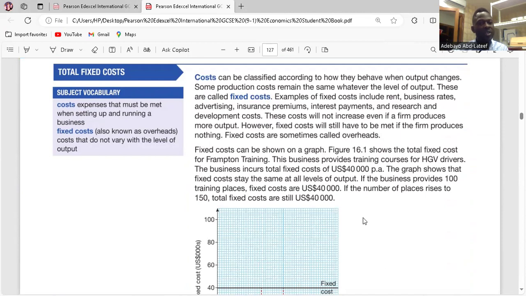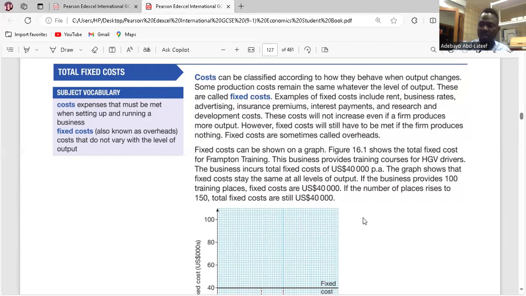So costs, total fixed cost, TFC. Costs can be classified according to how they behave when output changes. Some production costs remain the same whatever the level of output, which are fixed. Examples of fixed costs include rent, business rates, advertising, insurance premiums, interest payments, and research and development, R&D. These costs will not increase even if a firm produces more output. However, fixed costs will still have to be met if the firm produces nothing. Fixed costs are sometimes called overheads.